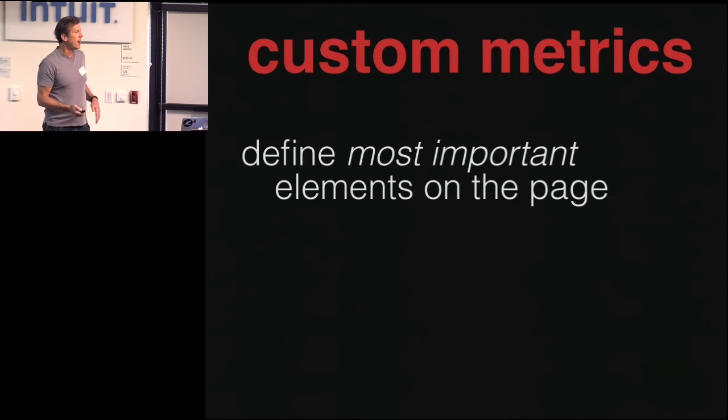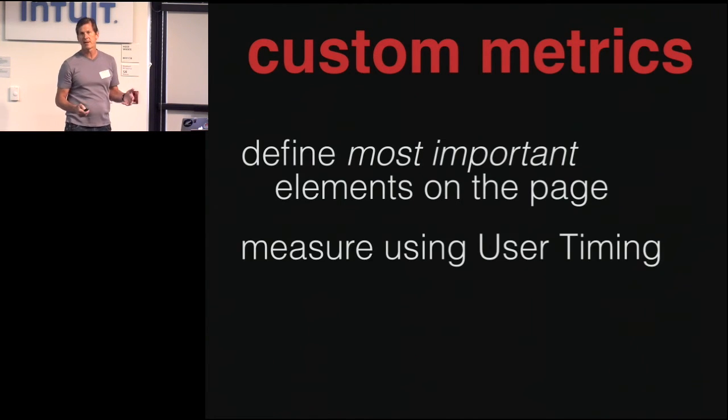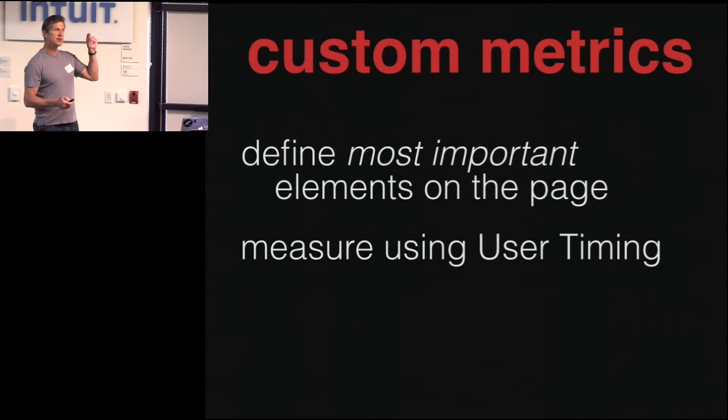Well, we do that with custom metrics. And this is applied to the most important elements on the page, design elements, like a hero image. And the way that you implement custom metrics is with the user timing spec. Thank you, Cheryl. Right? It just lets you add these marks and measures to the page. And so we can add a user timing mark to when the hero image loads, right?